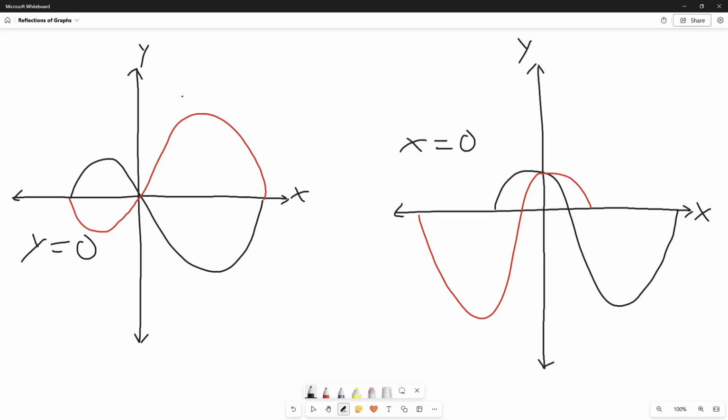So here, in the first graph, let's say the black line is the original function. When we flip it over y equals 0, or the x-axis, this is a reflection, and the red line is what you get after reflecting it over the x-axis. And here is the same. The black line is the original function, and the red line is the resulting graph after flipping it over the y-axis, or x equals 0.